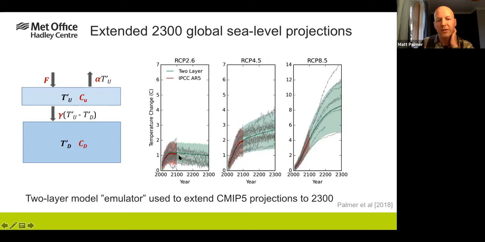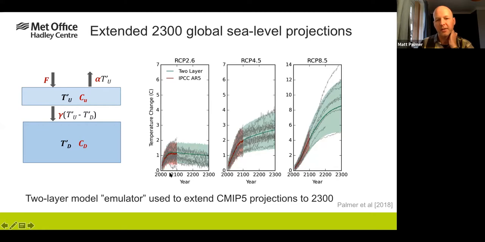And I guess some of the nice characteristics is it looks pretty consistent with the available models to 2300, and it seems to behave pretty reasonably in terms of the models that do have those kind of extended simulations available. There's a bit more detail in this reference. It was published in Environmental Research Letters.